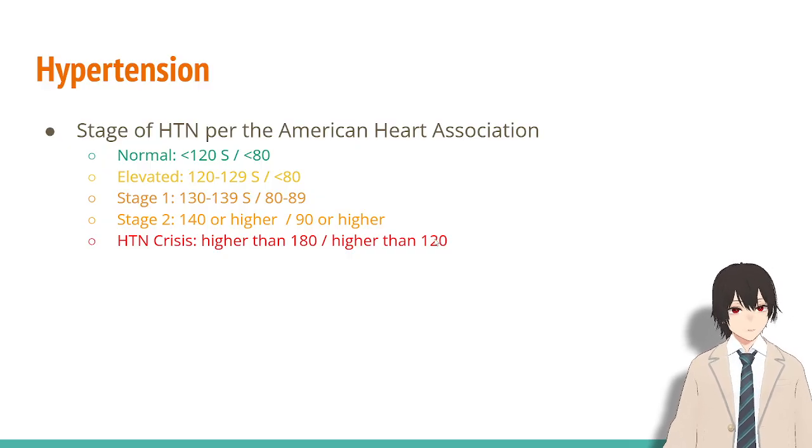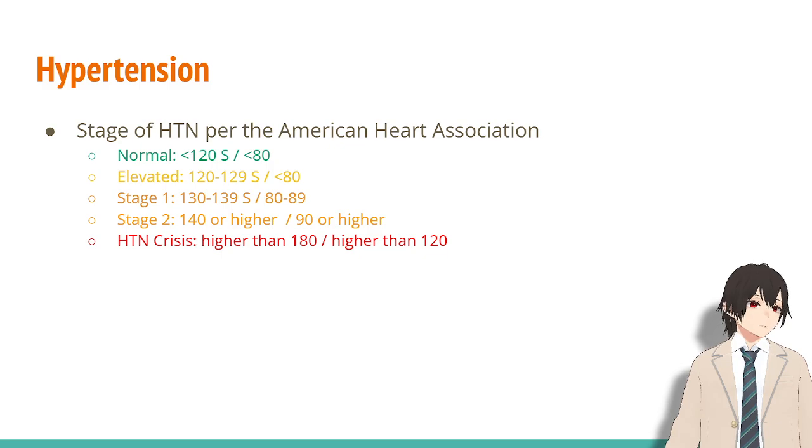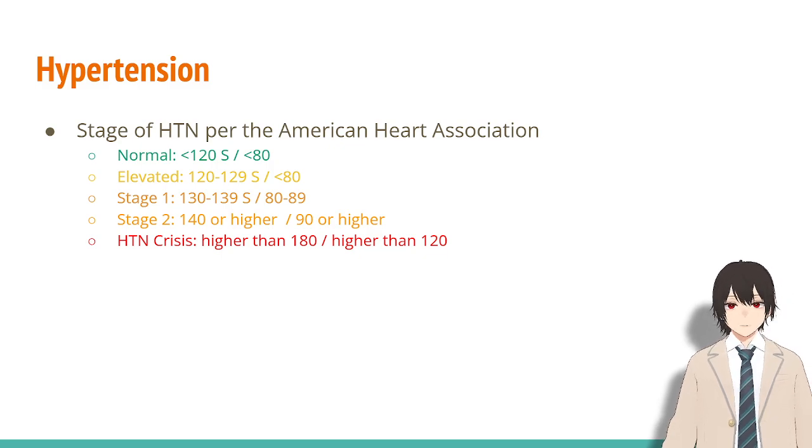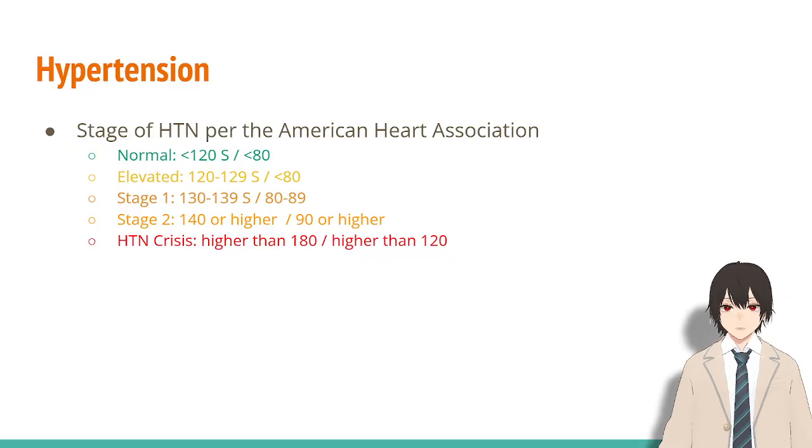Now, an important thing to keep in mind is that patients aren't diagnosed with hypertension until it is consistently elevated. Just because someone comes in with a reading of 140 over 98 does not automatically mean that they are hypertensive. They need multiple repeat readings of an elevated blood pressure for them to be considered hypertensive, okay?